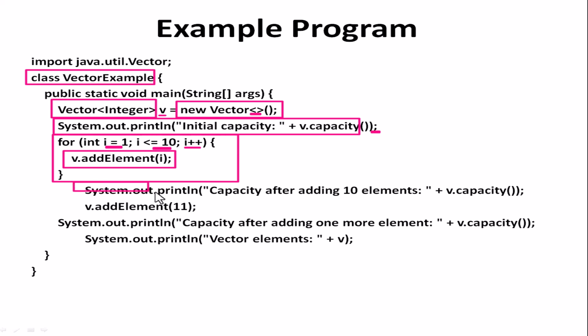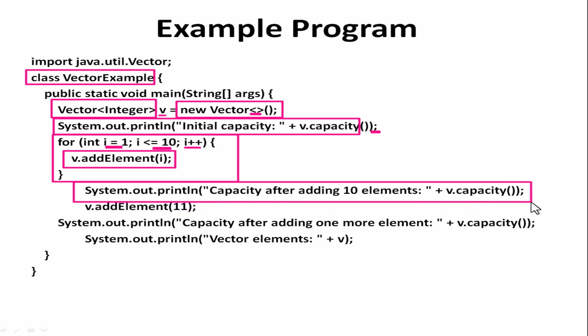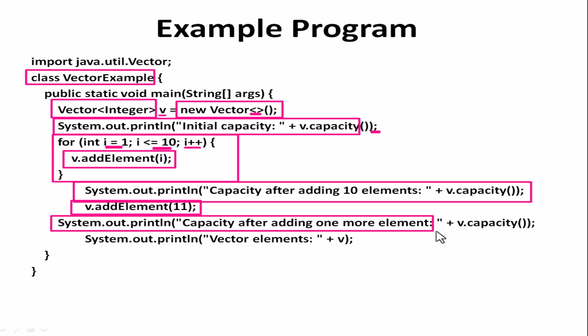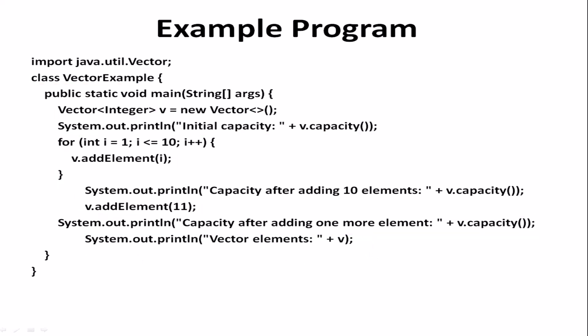Here we are going to display the capacity after adding 10 elements. v.capacity is used to know the capacity of a vector. Next, v.addElement: we are adding one more element into the vector. Finally we are going to know the capacity after adding one more element. Then we are going to print the vector elements, which is v.